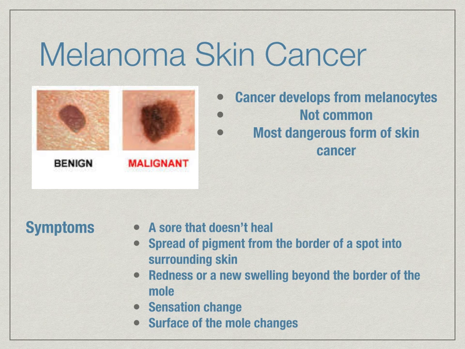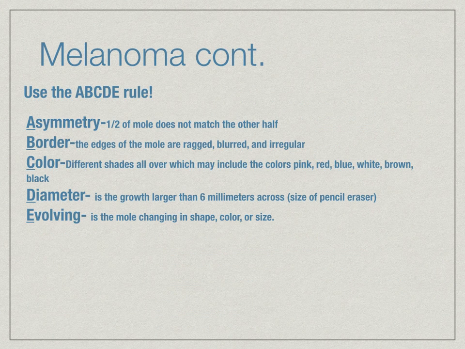Another way to determine if you have skin cancer is to use the ABCDE rule. This is the fun rule. I mean, not really fun, because skin cancer is not fun, but it's an easy rule to remember. So, A is for asymmetry, B is for border. The edges of a mole are ragged, blurred, and irregular. Oh, and asymmetry is when one half of the mole does not match the other half.